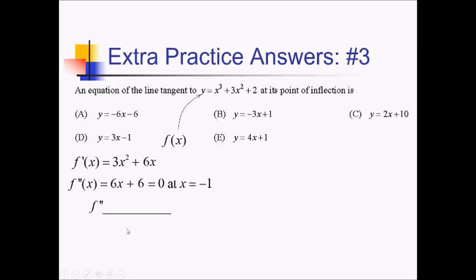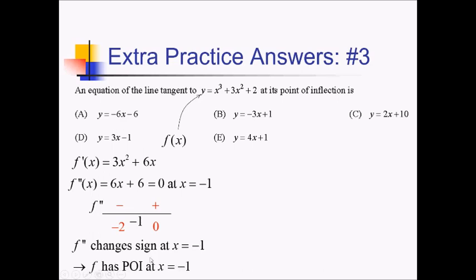So f double prime number line, here's -1. Plugging in something less than -1, let me try -2. Plugging that into f double prime here, that's going to be -12 plus 6, which is negative. And now something bigger than -1, how about 0? That'll be 0 plus 6, which is positive. So I see here that f double prime does change signs at x equals -1. So big surprise here, f has a point of inflection at x equals -1.